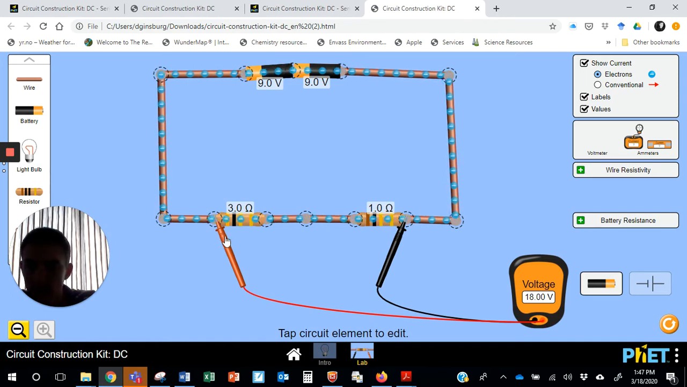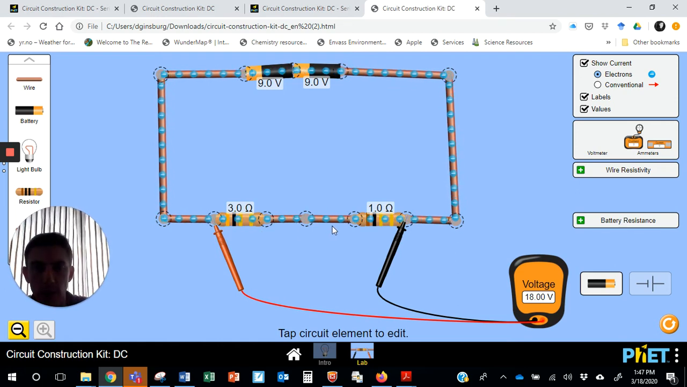Now let's see what the potential difference is for just this resistor. It's 4.5 volts. Notice that that's not half of the 18 that we had when I connected the voltmeter across both resistors. So 4.5 volts is for this resistor.